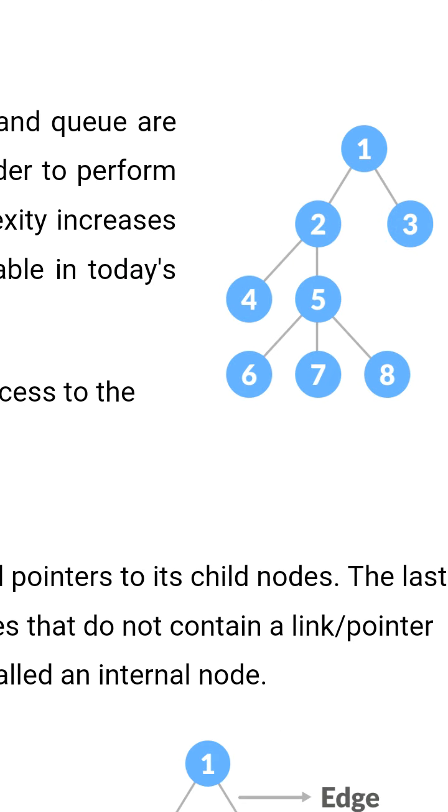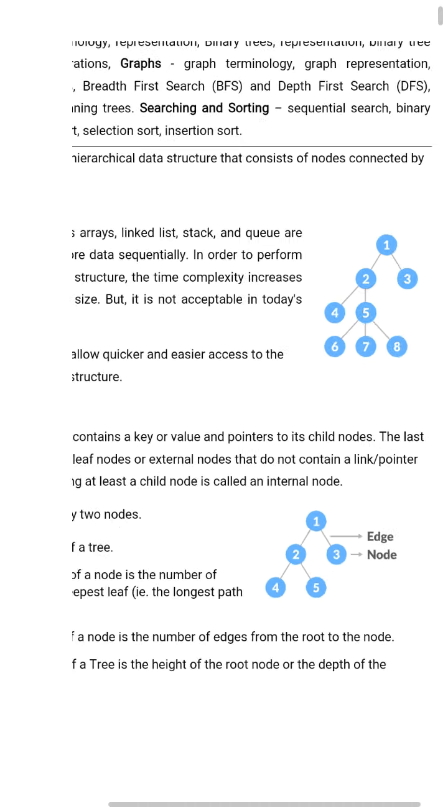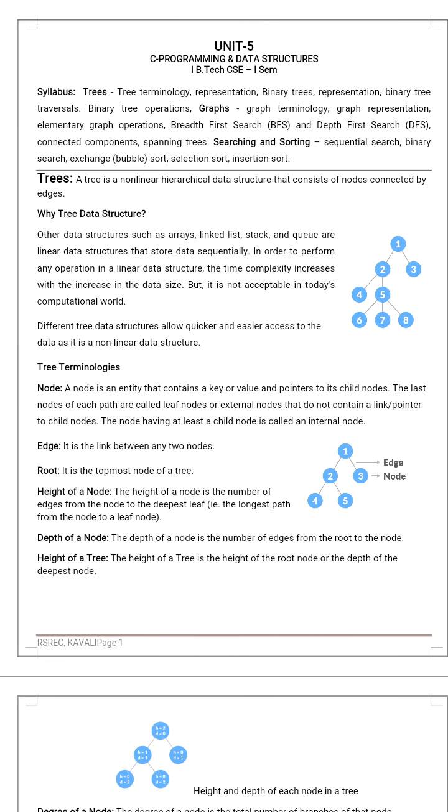So in this diagram, the longest path is 1, 2, 5, 7, 1, 2, 5, 6, 1, 2, 5, 8. So the number of edges in the longest path is 3. So that's why the height of the tree node is 3. Okay, so the next is depth of a node.